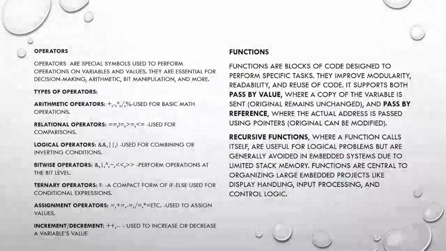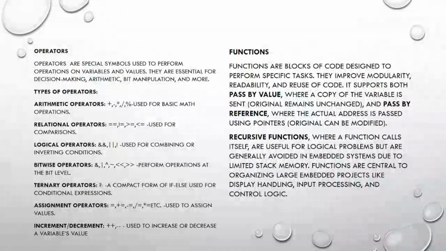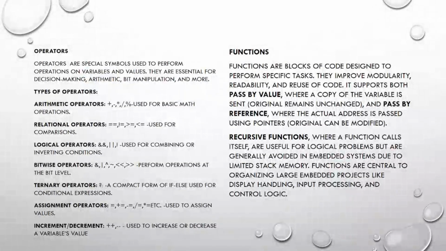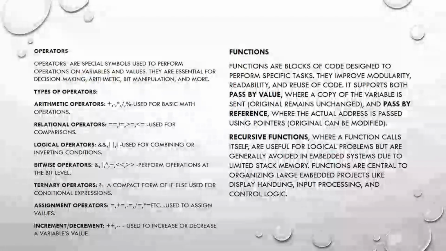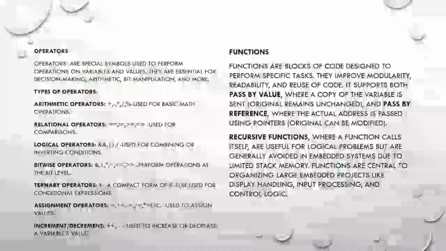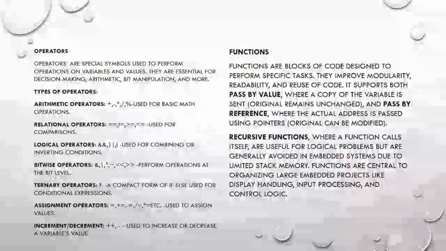These are greater than equal to, less than equal to, not equal to, and equal to. They are used for comparisons. Logical operators like and, or, not are used for combining or inverting conditions. Bitwise operators like left shift, right shift, and perform operations at the bit level. Ternary operator. It is a compact form of the if-else used for conditional expressions. Assignment operators like equal to, plus equal to, minus equal to, etc. used to assign values. Increment or decrement is used to increase or decrease the variable's value.